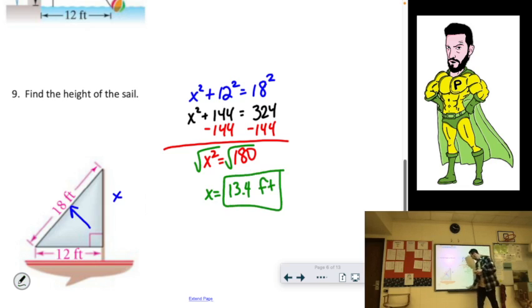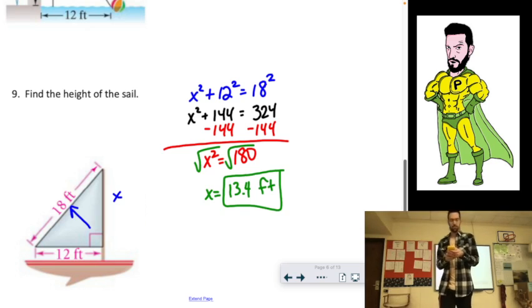Nice. So we did it. We found some legs. We found some hypotenuses, hypoteni. And now we're done.